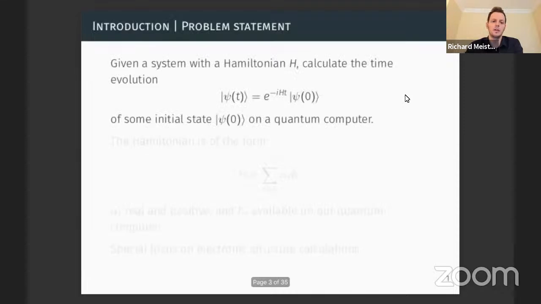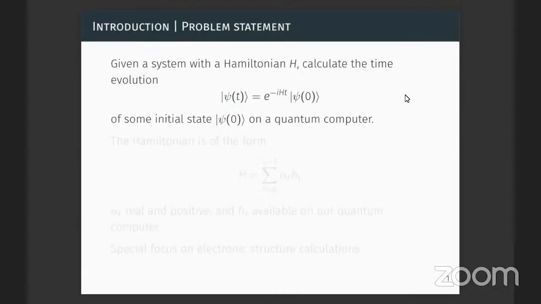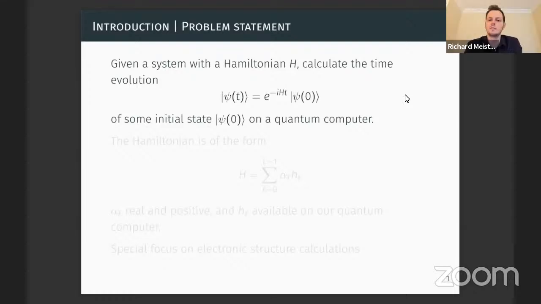So I will be talking about Hamiltonian simulation today. Given some system with some Hamiltonian H and some initial state psi of 0, we want to know what state the system is in at a later time t, and we want to do that on a quantum computer because it might be a classically intractable problem.